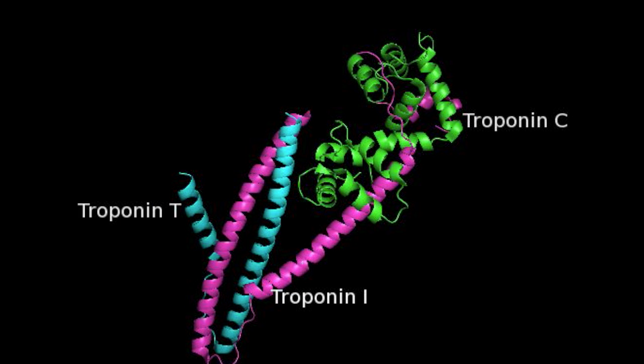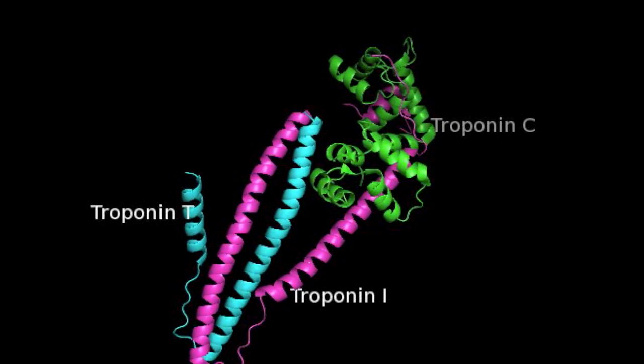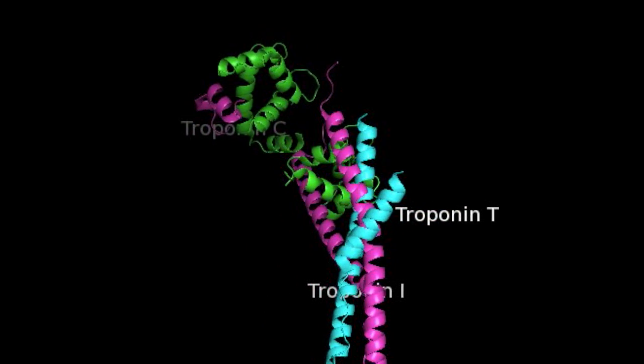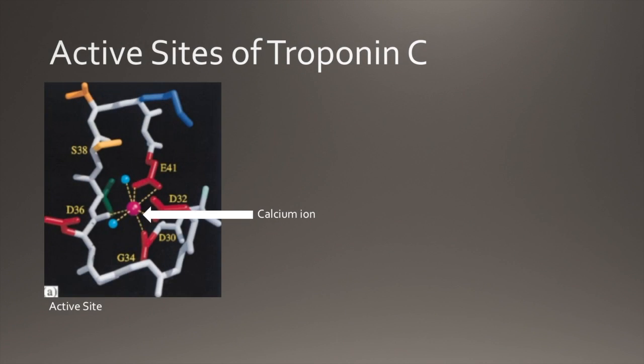The troponin complex is made up of three subproteins, troponin C, I, and T. We will focus on troponin C, which facilitates the binding of calcium ions to allow for muscle contraction. On troponin C, there are two active sites where calcium binds to cause the conformational change of troponin. The residues of the active site are labeled on the protein shown.